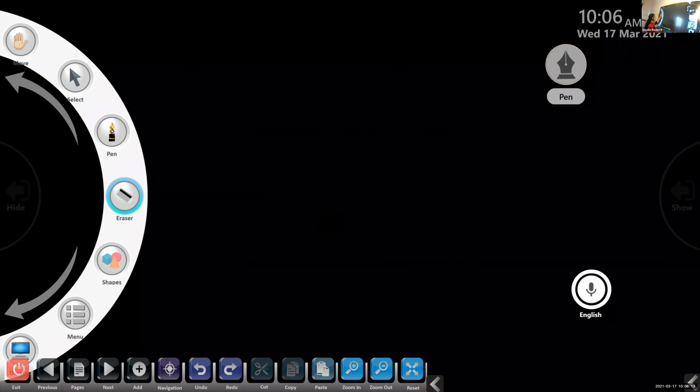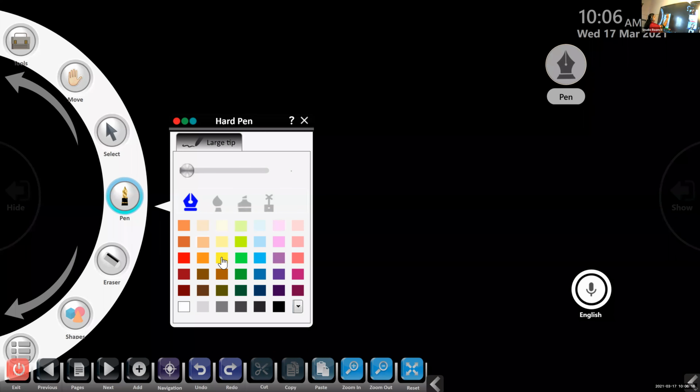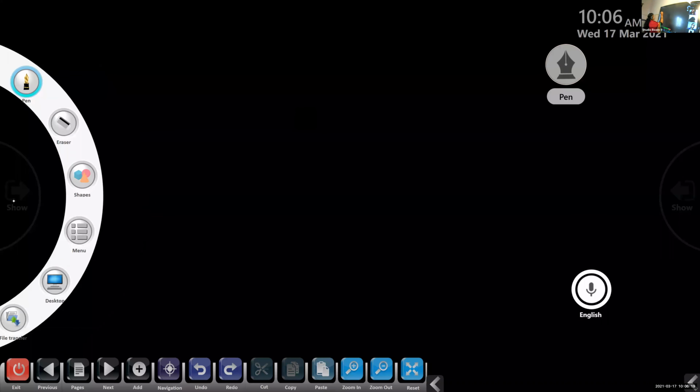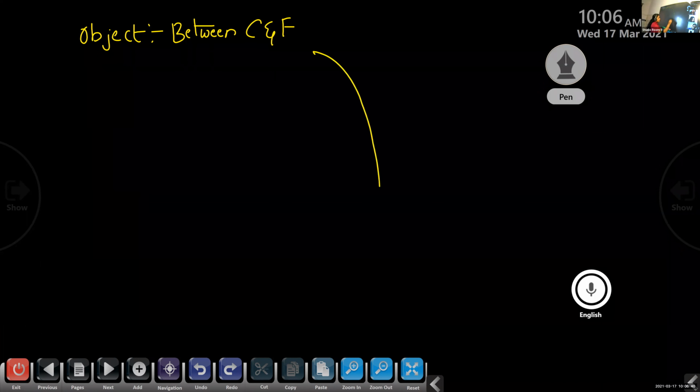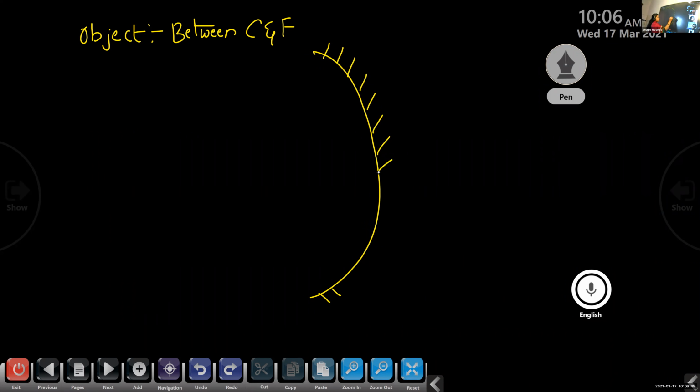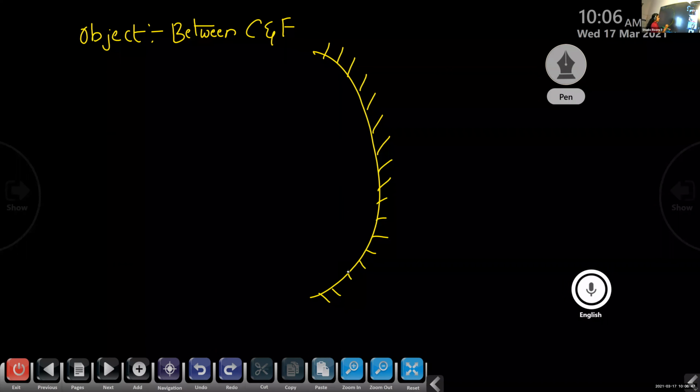Now we can draw the fourth case, right? Fourth case. Where do we place the object? In the fourth case, where do we place the object? Between C and F. Yes, it is between C and F. The first step is to draw the concave mirror and mark all the points of the concave mirror.